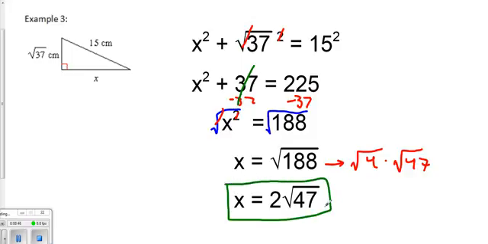We don't plug it into the calculator, we don't try to solve it out, we leave it in its simplified radical form.